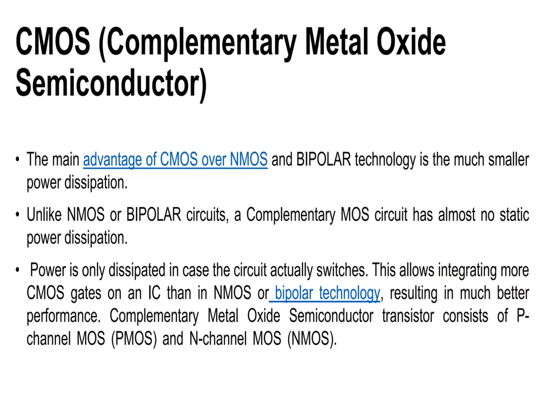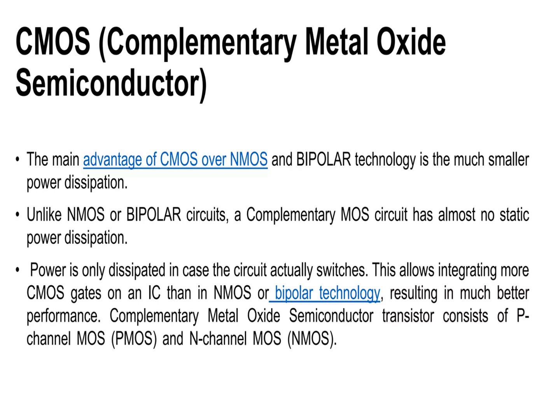The main advantage of complementary metal oxide semiconductors over individual NMOS as well as bipolar transistor technology is that they have much smaller power dissipation. Unlike NMOS or BJT, a complementary MOSFET circuit has almost no static power dissipation. Power is only dissipated when the circuit is actually switching. This allows integrating more CMOS gates on an IC than in NMOS or bipolar technology, resulting in much better performance.